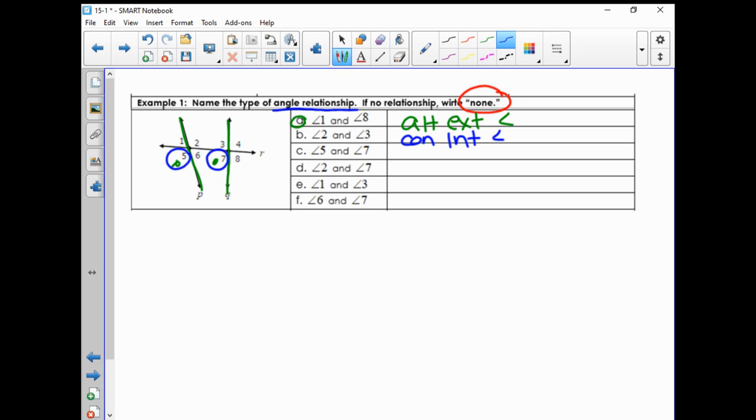Just remember, they've got to be in the same position. So notice how not only are they both on the left of their lines, but they're both underneath the transversal. So these are corresponding angles.